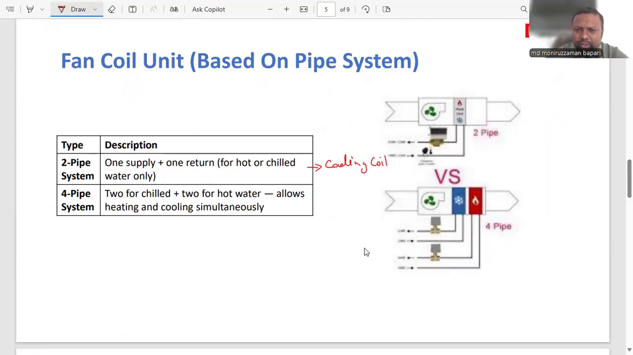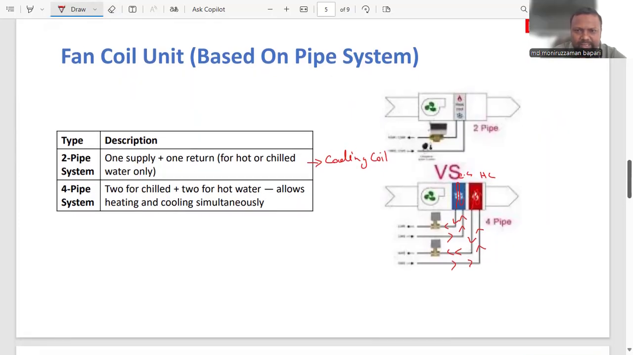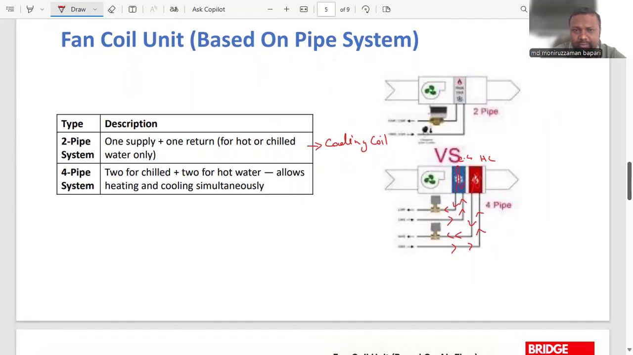So there is a cooling coil here, and the refrigerant, the chilled water for instance, is coming through this pipe and going out through this. And the other one is for the heating coil. The heating coil is in here. So hot water is coming through this pipeline and going away like this. So based on the pipe system, we have two types, two pipe system and four pipe system.